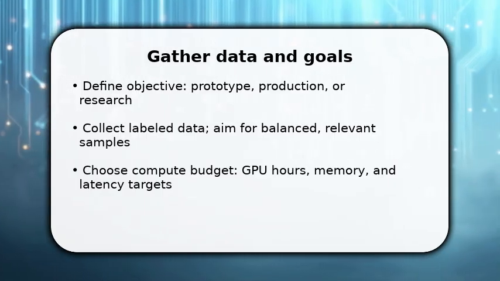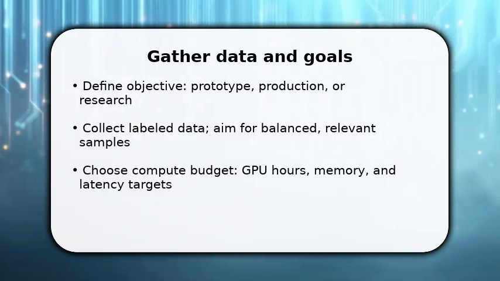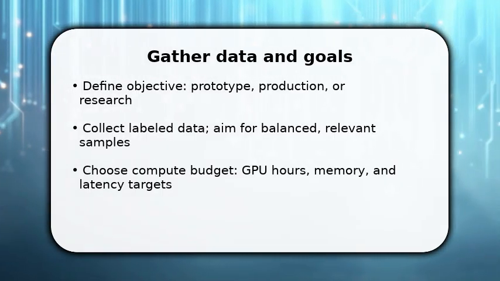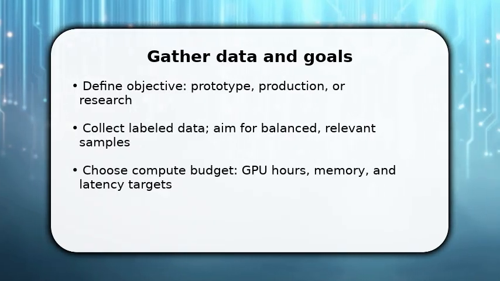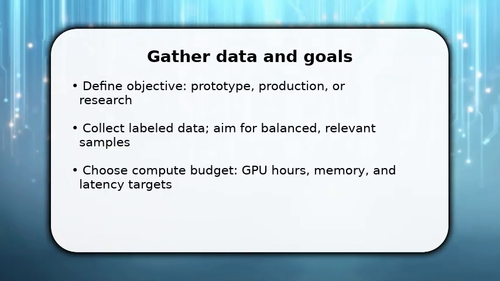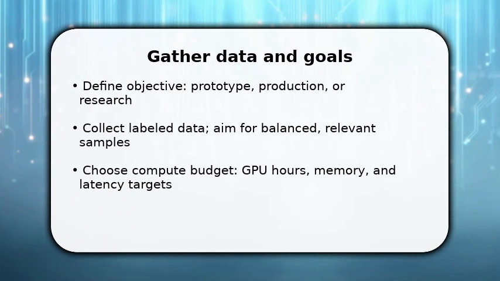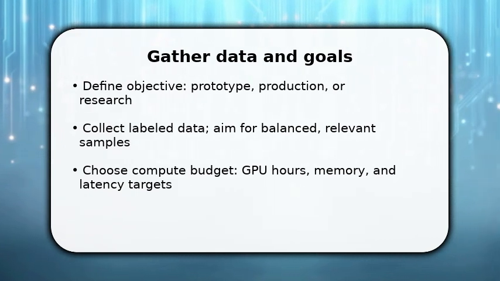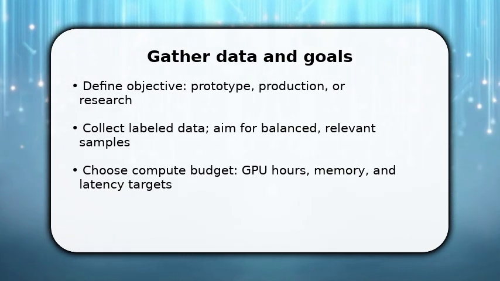Make early decisions about model size and compute limits because those constraints shape training approach and iteration speed. Also pick an evaluation metric now so you can measure progress. Finally, set up versioning for data and configs. This prevents wasted time when you need to reproduce or roll back.